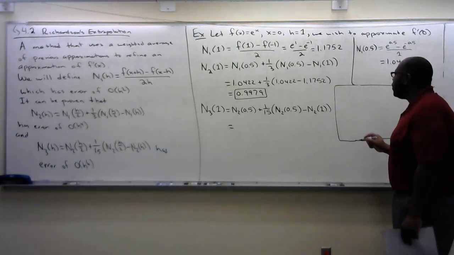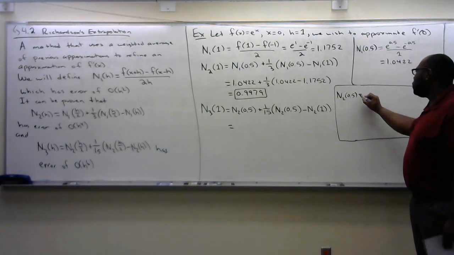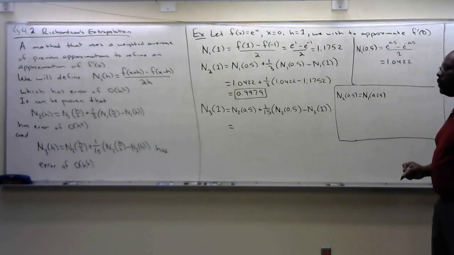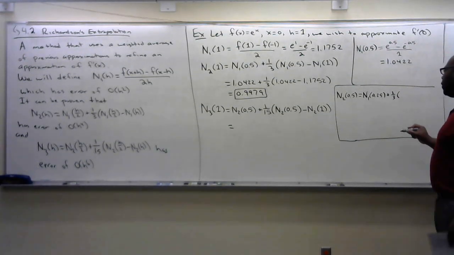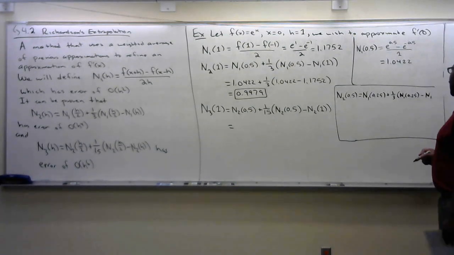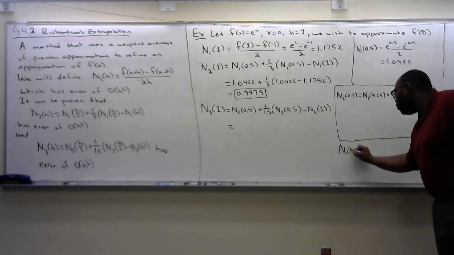Kind of reminds me of the divided difference formula. n sub 2 of 0.5 is really equal to n sub 1 of 0.25 plus 1/3 of n sub 1 at 0.25 minus n sub 1 at 0.5. So really, I need to figure out what n sub 1 of 0.25 is, and I know what n sub 1 of 0.5 is. I just did it up there. So the only new one I'm looking for is n sub 1 of 0.25.